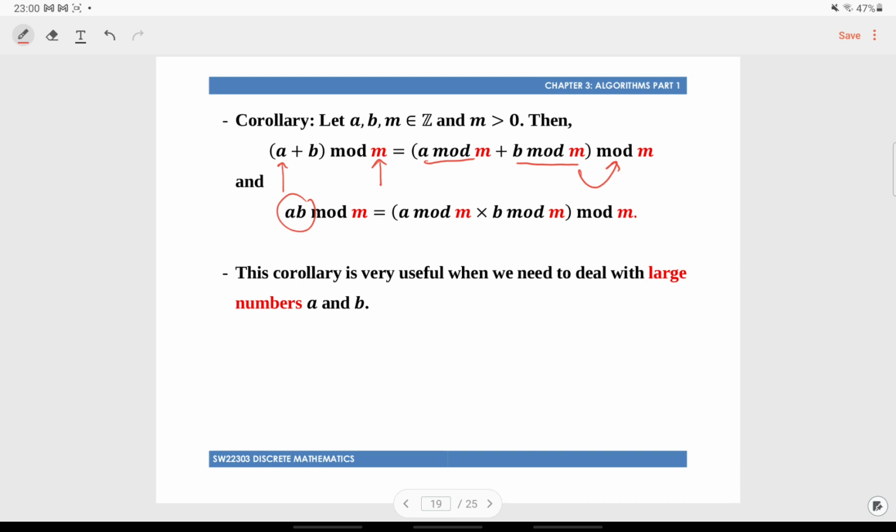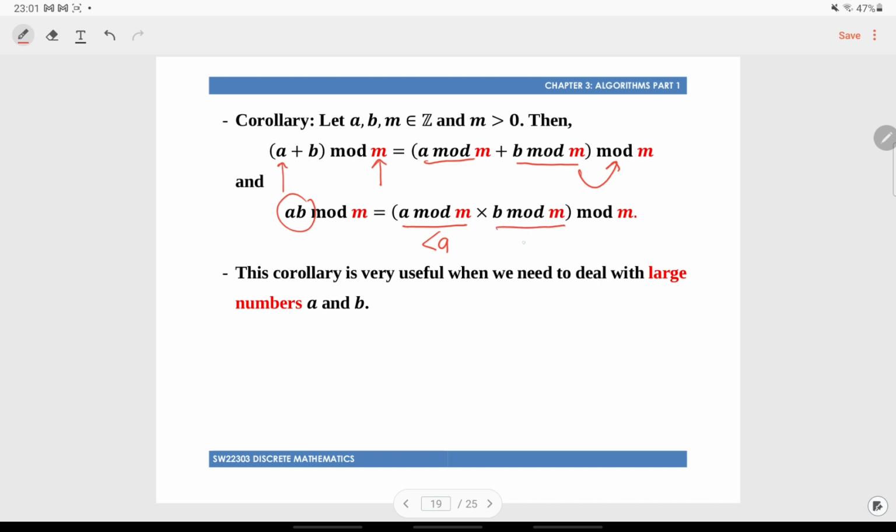If you multiply, then we obtain a larger number. So to do the modulo reduction, sometimes it could be cumbersome. Instead of doing it directly, we can do it part by part. So we do A mod M first. This value is smaller than A, and we also do the operation B mod M.